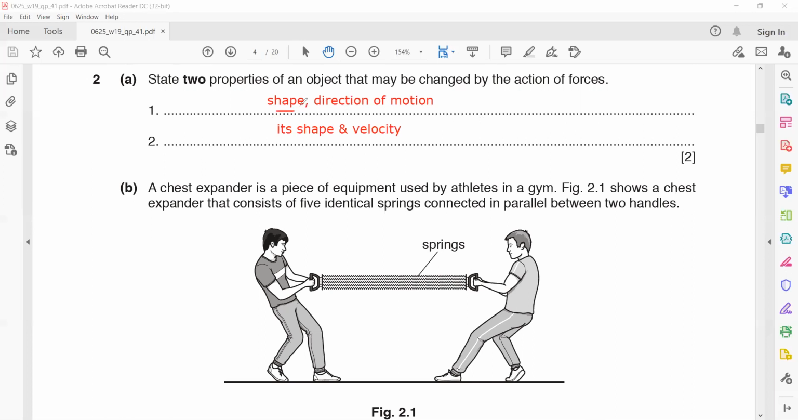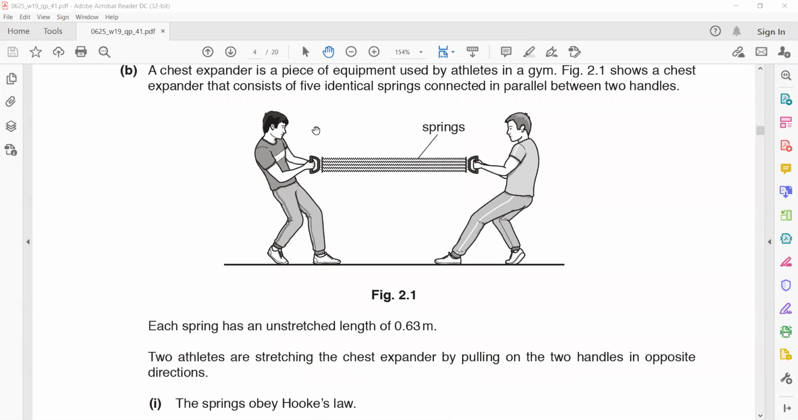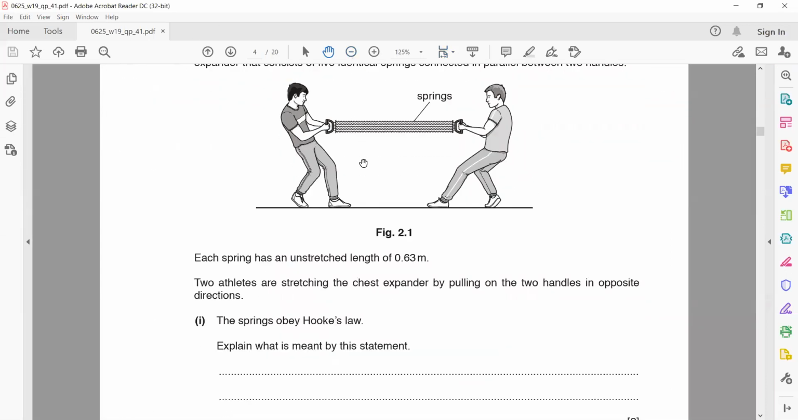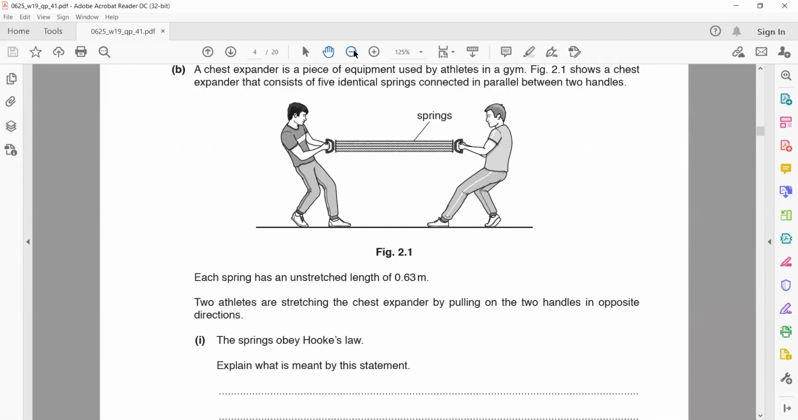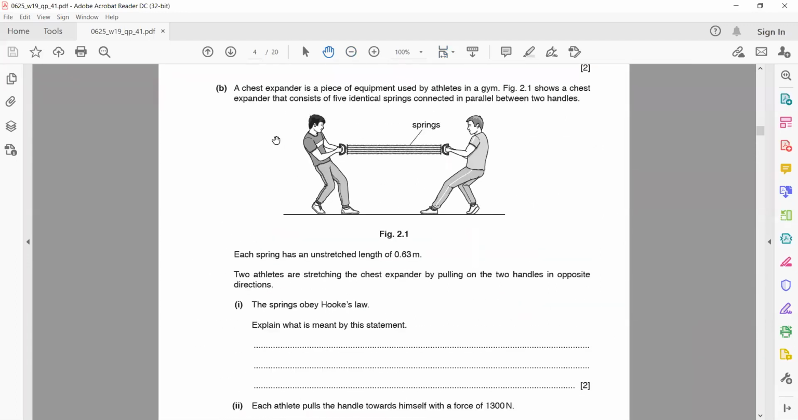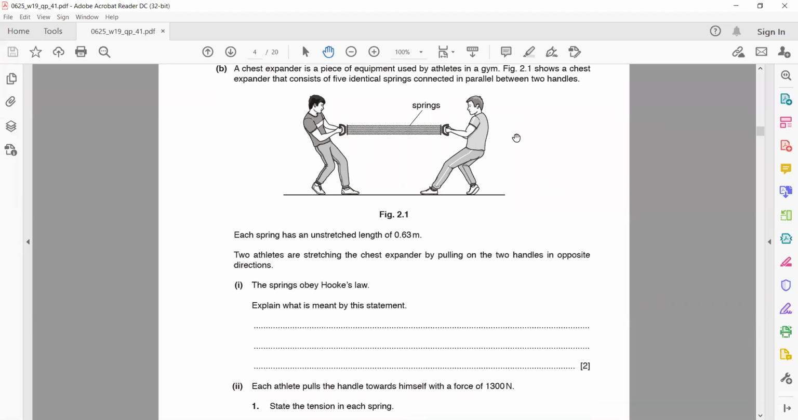Next part, a chest expander is a piece of equipment used by the athletes in a gym. Figure 2.1 shows a chest expander that consists of 5 identical springs connected in parallel between the handle. Each spring has an unstretched length of 0.63. Two athletes are stretching the chest expander by pulling one of the two handles in opposite direction. The spring obeys Hooke's law.